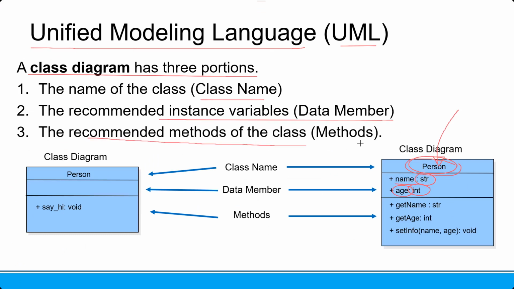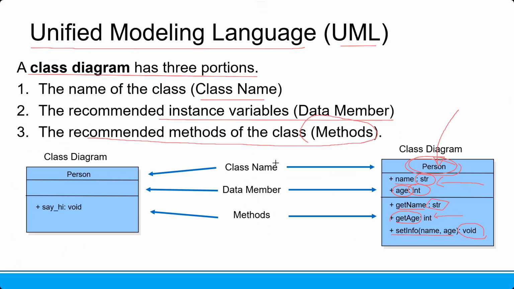And there are some methods. Methods mean what we are going to do with those data members. Let's say I want to get the name, then I will get a string. I want to get the age, so the result will be an integer. I want to set the name and the age of the person, then we can say this is void, or nothing to deal with the data. It is just a method.